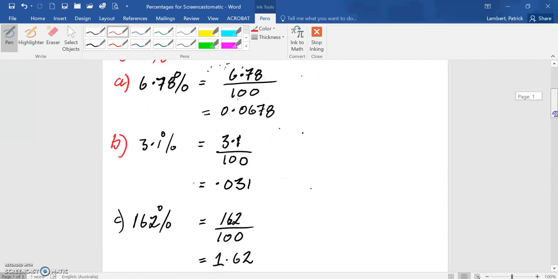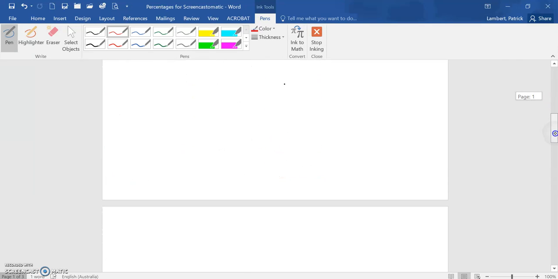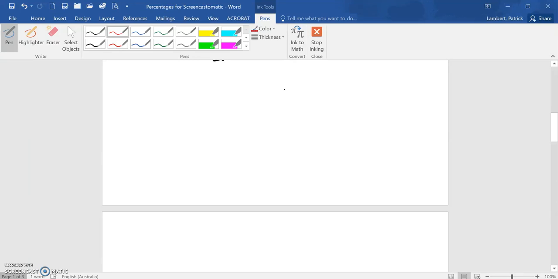Next one I want to have a look at, let's move to here, is 3H. Now 3H is 3%. Expressed as a decimal, it becomes 3 over 100, exactly the same process. Move the decimal point 2 places to the left, so that becomes 0.03.